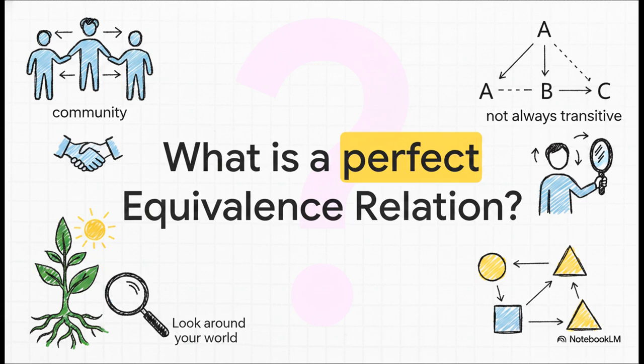So my challenge to you is this. Look around your world. Look at your family, your community, even nature. What real-world relationship can you think of that is perfectly reflexive, symmetric, and transitive all at once? What is a perfect real-world equivalence relation?